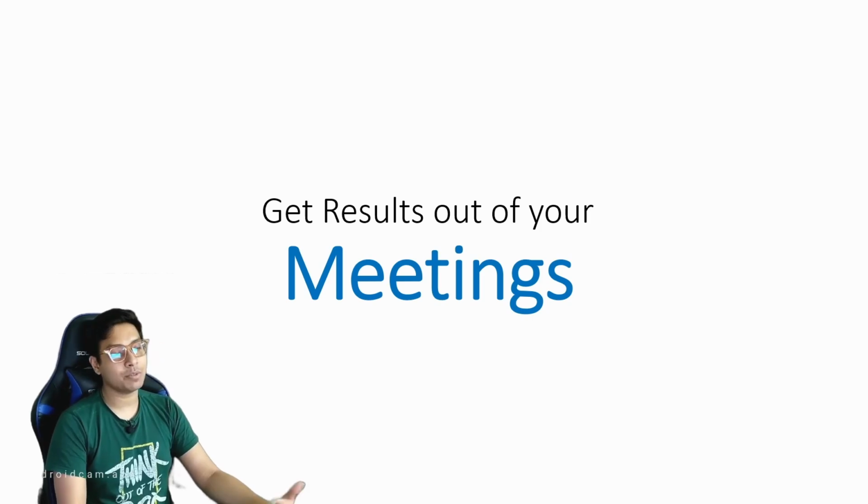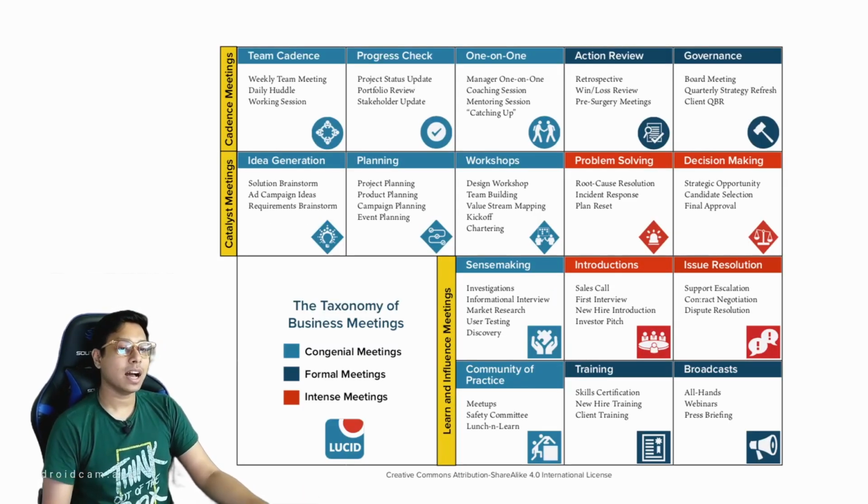When I was thinking of making this video, I researched meetings and found from Lucid, and I will give a link down below where I found it, that there are 16 types of meetings. Definitely, in one video I cannot solve all the problems of all the meetings. These 16 types can be segregated into three segments: cadence meetings, catalyst meetings, and learn and influence meetings. Today we'll be talking more about catalyst meetings and how we can do better catalyst meetings.